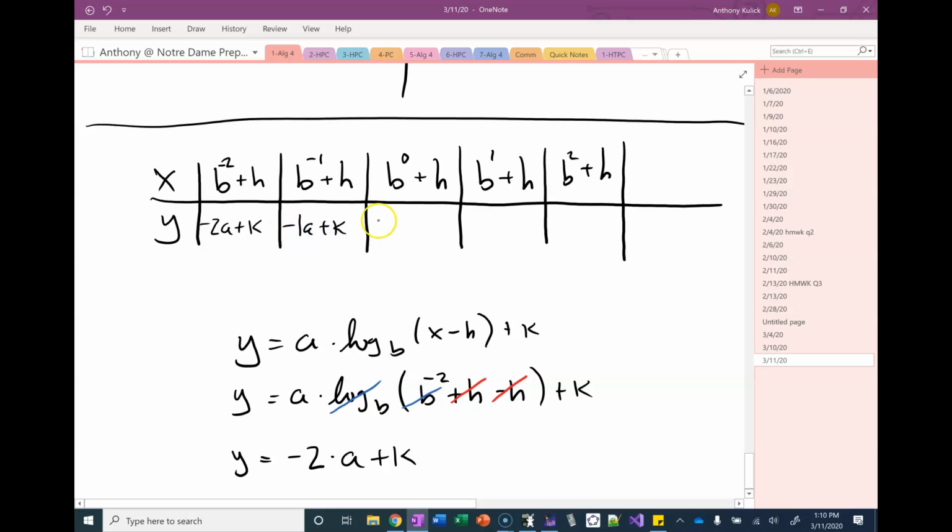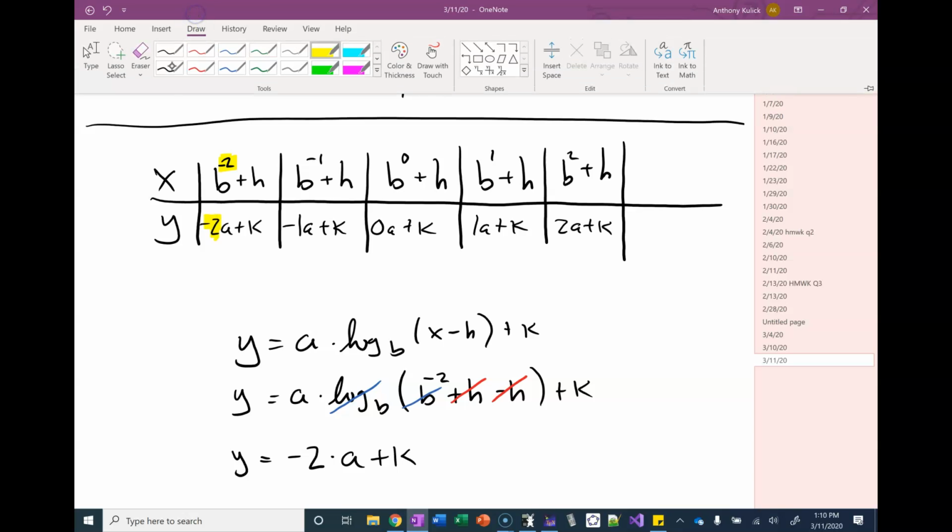So if I continue this pattern, that'll be how I can find my y coordinates. What do you notice is the only thing that's changing? The coefficient on the a, and notice that that coefficient matches the exponent from the x coordinate. Not by accident. That'll be how it always works. Everybody okay with that?